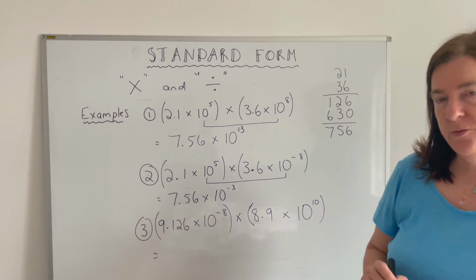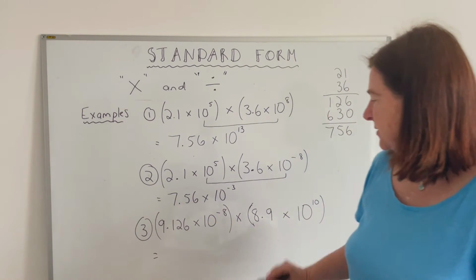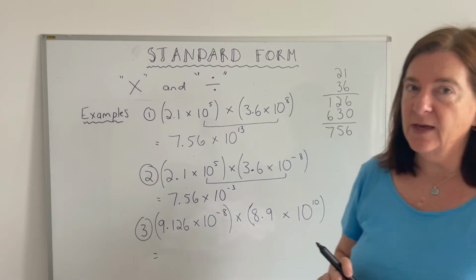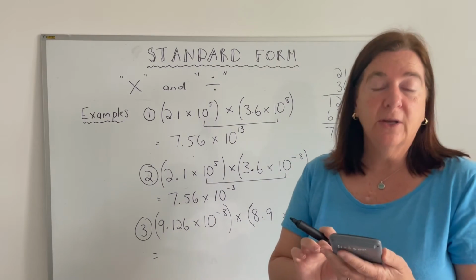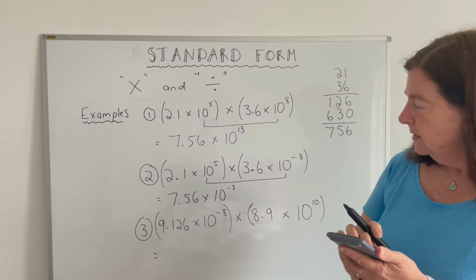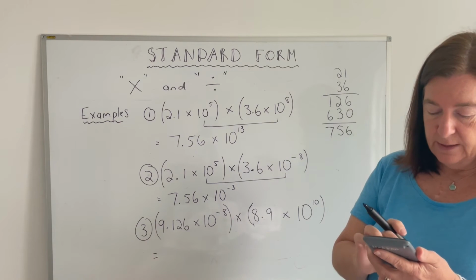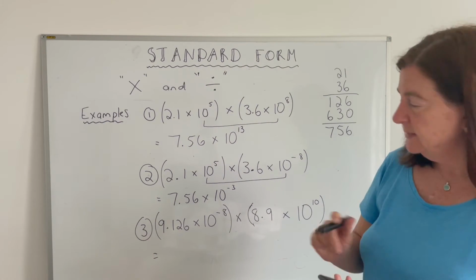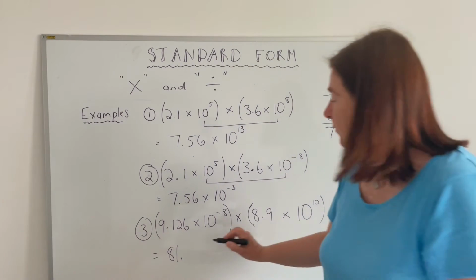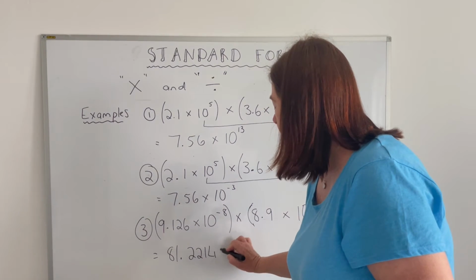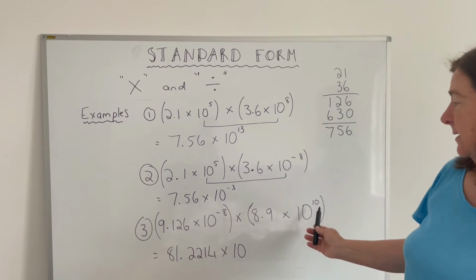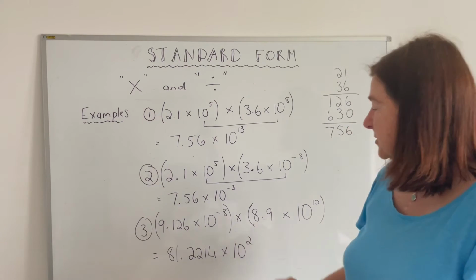Let's do the last one, number 3. So now 9.126 times 8.9. If you needed to do this without a calculator, hopefully you remember how to do that. But let's say this was on a calculator paper. So the first thing we do is 9.126 multiplied by 8.9, and we get the answer of 81.2214. Don't forget, we've still got to add our indices, which is going to be minus 8 add 10. Minus 8 add 10 is 10 squared.